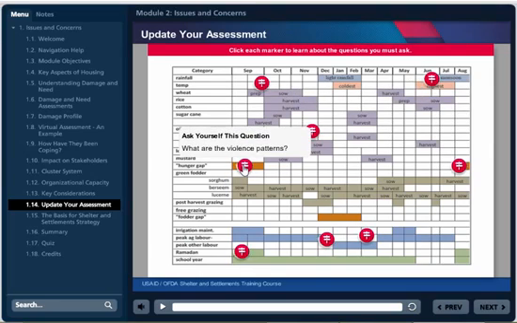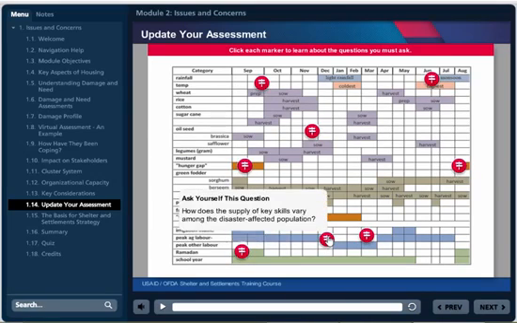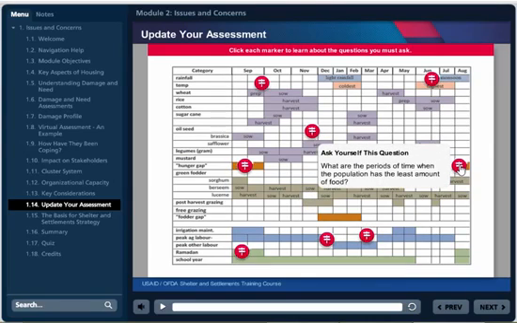What are the violence patterns? Any religious or social festivals or ceremonies that impact labor or skills supply? How does the supply of key skills vary among the disaster-affected population? Are all the skills available to construct shelter year-round? What are the periods of time when the population has the least amount of food?